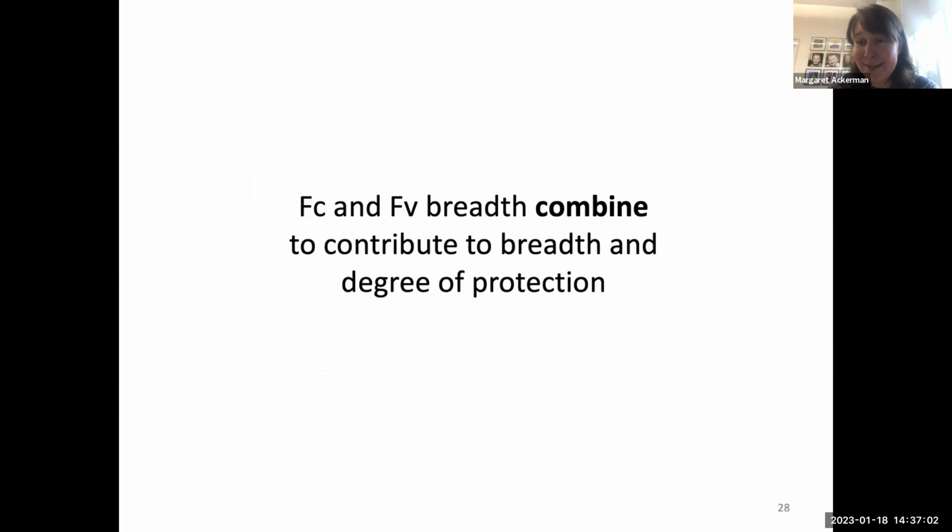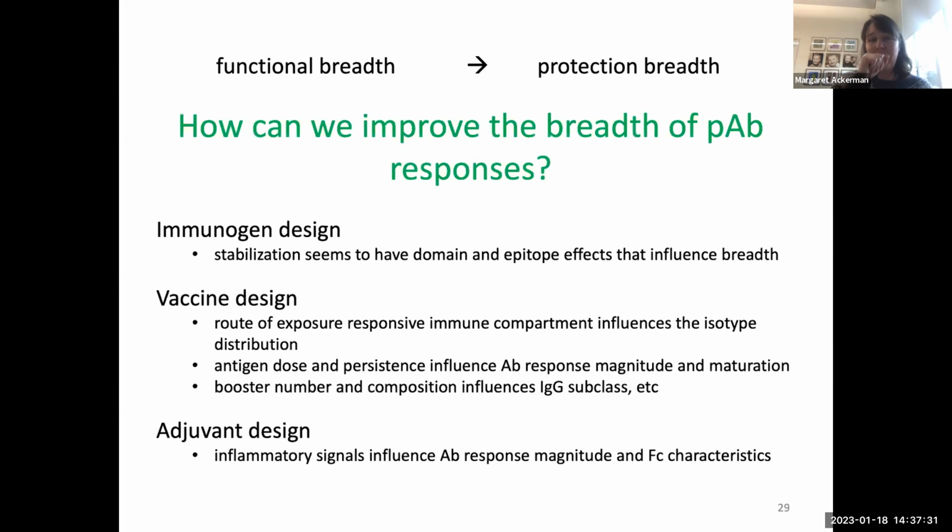So if I were to summarize that data and marry it with the rich in vivo data for mAbs and some clinical data from convalescent plasma from Andres Finzi's group, looking at correlates of protection for convalescent plasma, it really appears that Fc and Fv breadth combine to contribute to the breadth and degree of protection for polyclonal antibody responses as well. And so how can we make polyclonal antibody responses better? I think that's an open question that we have some empirical insights into, right?